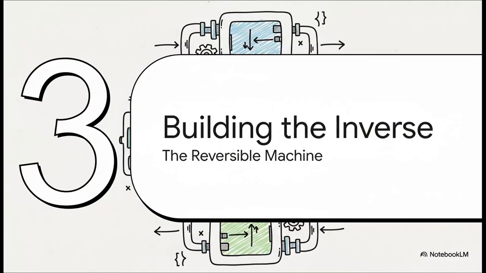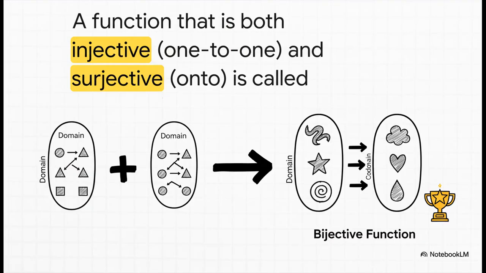All right, now for something really amazing. We have our well-defined machine. We know about our two optional upgrades, injective and surjective. So the big question is, what happens if we install both of them at the same time? Well, we get the ultimate function machine. A function that is both injective and surjective gets its own special name. We call it bijective. This, right here, is the gold standard of functions.